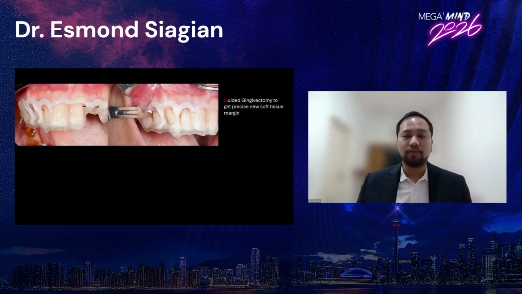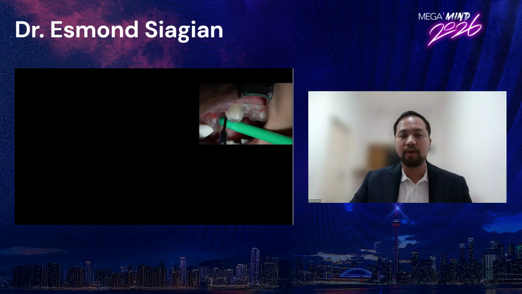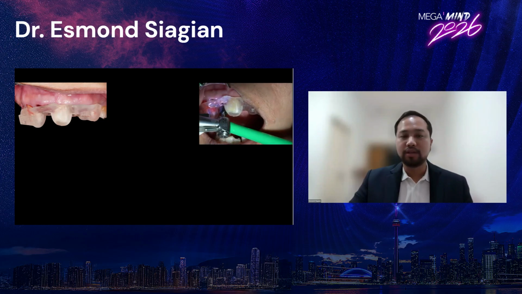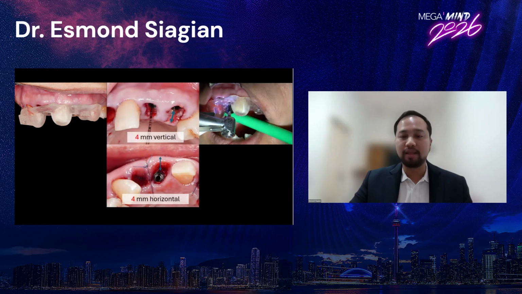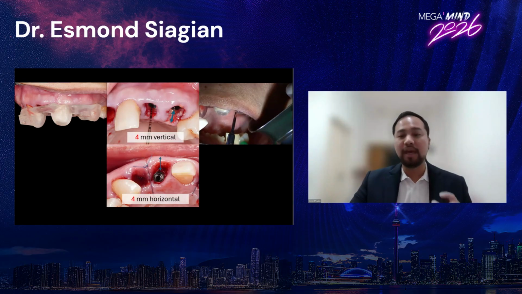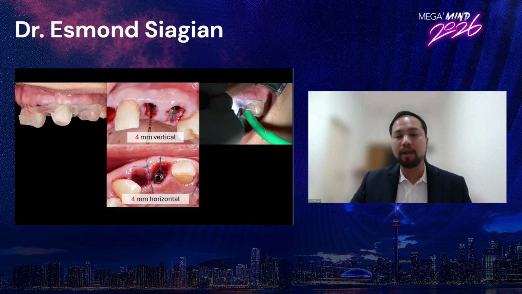Then on the day of the operation, we do the gingivectomy guidedly to achieve optimal results. Only after the gingivectomy is finished do we do the extraction. Then we change to the surgical implant guide and insert the implant fixture guidedly, at least 4 millimeters vertically from the margin line. This is the reason why we do the gingivectomy first, not after the implant placement.